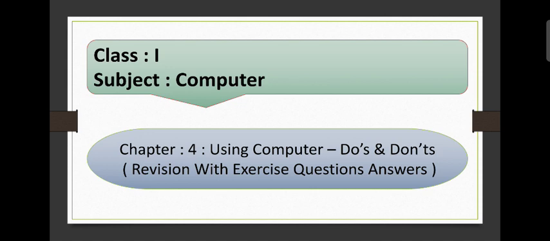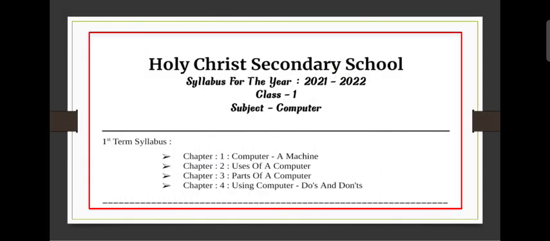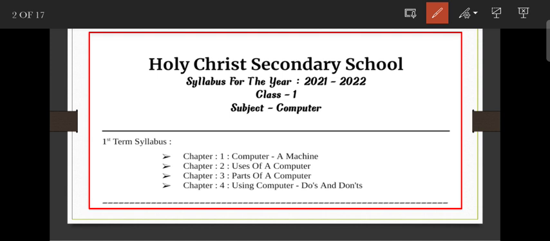Today I am going to start revision of chapter number 4, using computer do's and don'ts. This is the syllabus of the first term examination, and all of you have to read each and every chapter very carefully, line by line, for your first term examination.